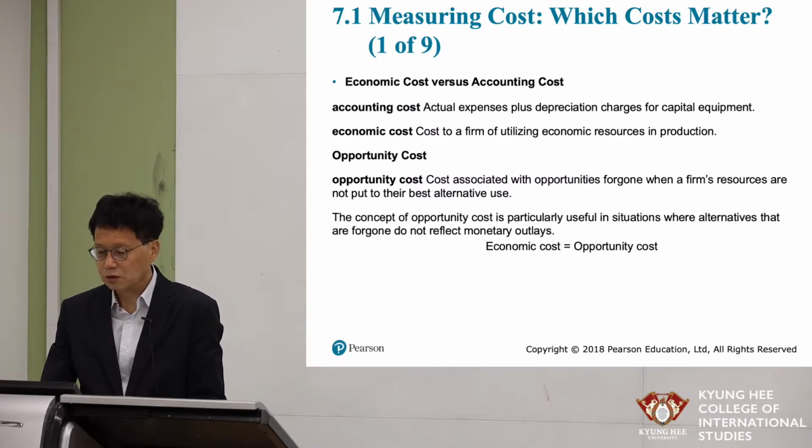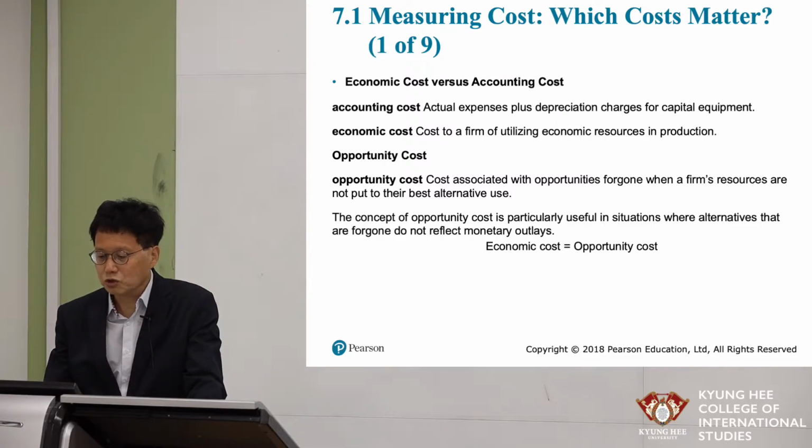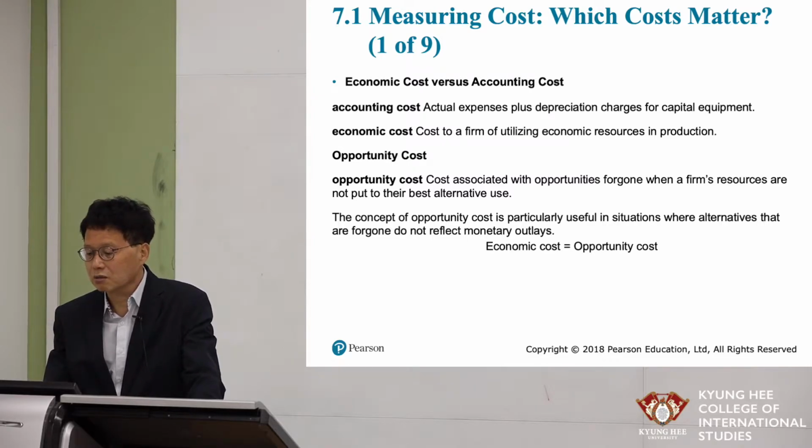Economic cost versus accounting cost. Section 1, measuring cost, which costs matter. Accounting cost is actual expenses plus depreciation charges for capital equipment. So that is accounting cost. And economic cost is different from accounting cost, isn't it? It is the cost to a firm of utilizing economic resources in production. So actually economic cost is equal to opportunity cost. Opportunity cost is the cost associated with opportunities foregone when a firm's resources are not put to their best alternative use. Okay, so alternative use, that is opportunity cost or economic cost.